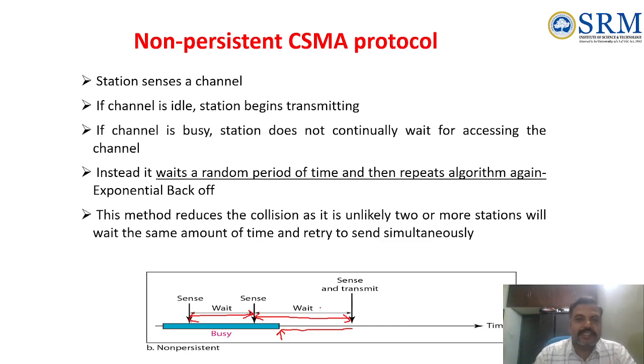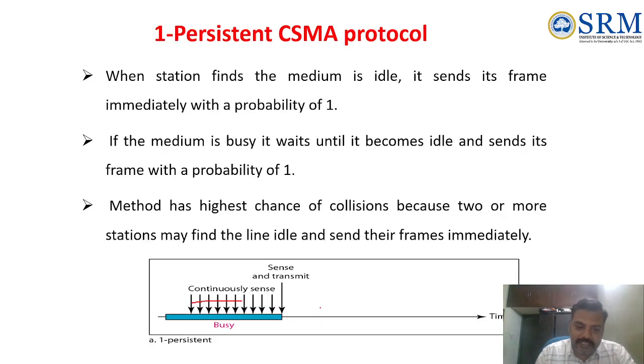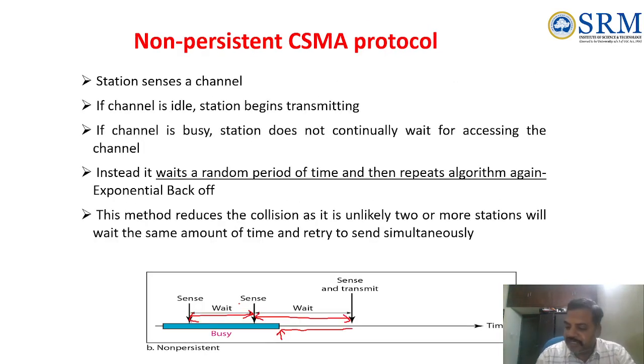Now I think we'll get the meaning of non-persistent CSMA protocol. In one persistent, after a fixed amount of time, the station is sensing the channel. But here it is not persistently sensing the channel, it is waiting for a random amount of time, and only then is it sensing the medium again. So it is called a non-persistent CSMA protocol.